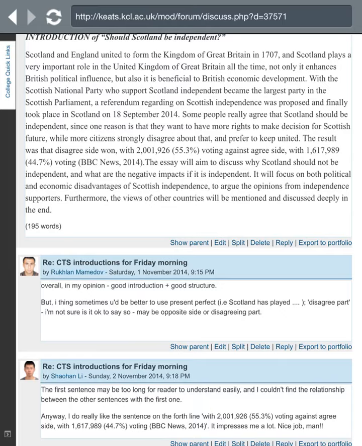Okay, that's good, but I'm feeling like this came from a source, so I'm feeling like this is actually plagiarism. Somewhere you read that the Union was in 1707, and somewhere you read that Scotland is beneficial to British economic development, and you haven't referenced it. So, yeah, I think you need some references there.